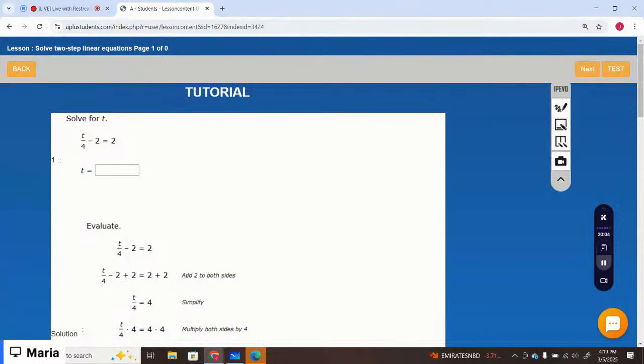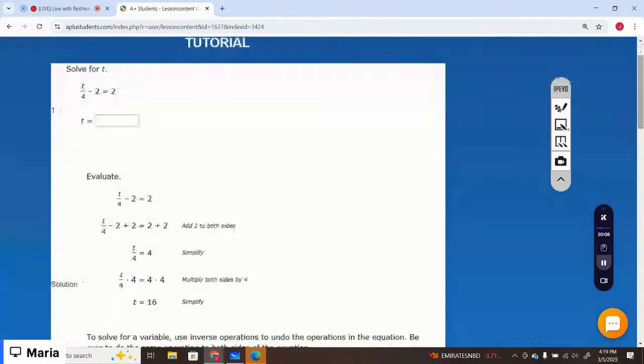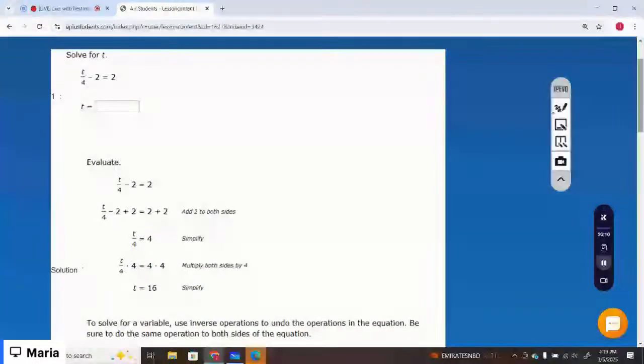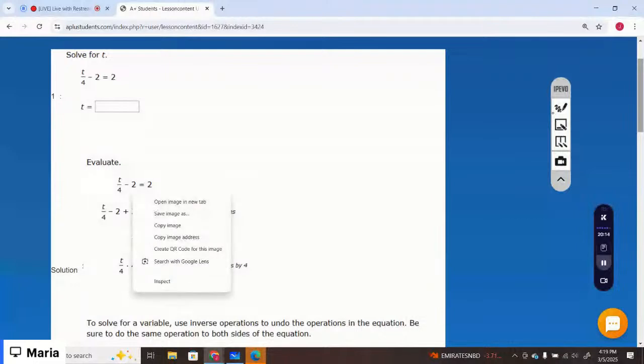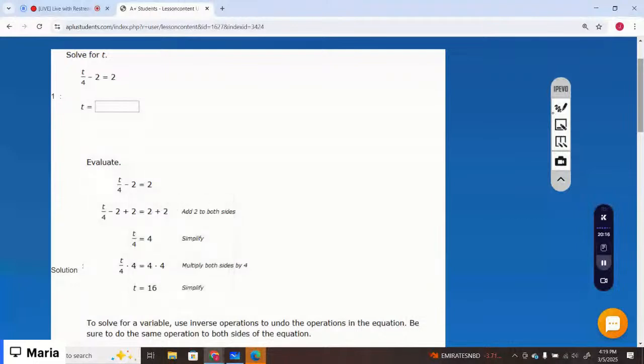T over 4 minus 2 equals 2. So just do the reverse operation. You have to do the inverse operation. You have to do an addition. You need to isolate the variable t. So you need to add 2 both sides. So minus 2 plus 2 makes 0 and 2 plus 2 makes 4.